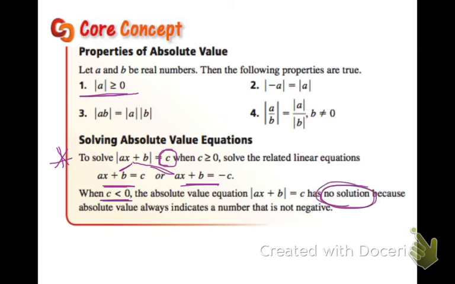So we will look at some of those today as well, because we know that absolute value always indicates a number that is not negative because it's indicating the distance from 0. So let's give this a try.